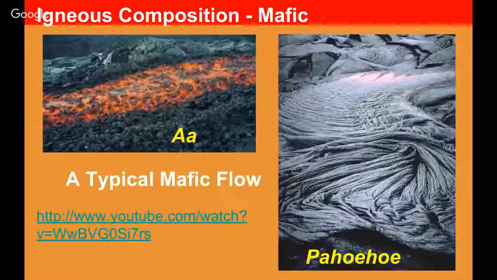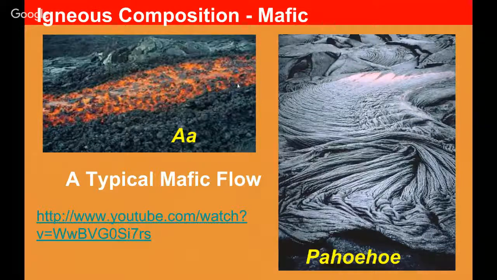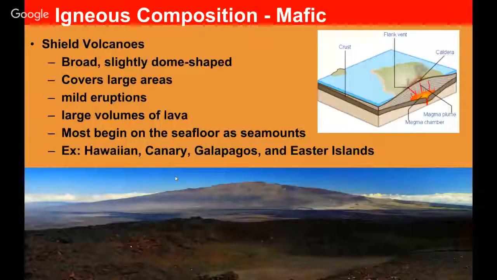They flow very readily. And here's some of the textures you can see in some of these basalt flows. Aa and pahoehoe, a ropey type lava, and this is more like a spiky, pointy type lava. I have a YouTube link here to some of that eruption style of a mafic type eruption, right?